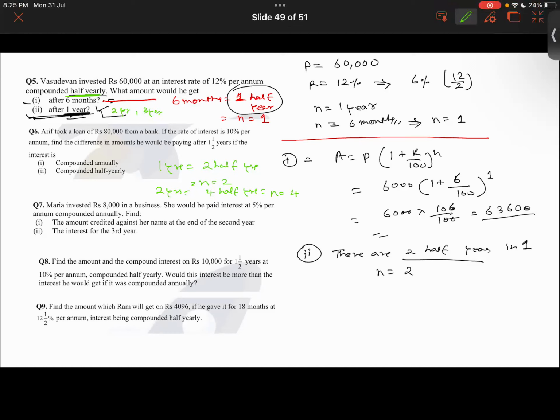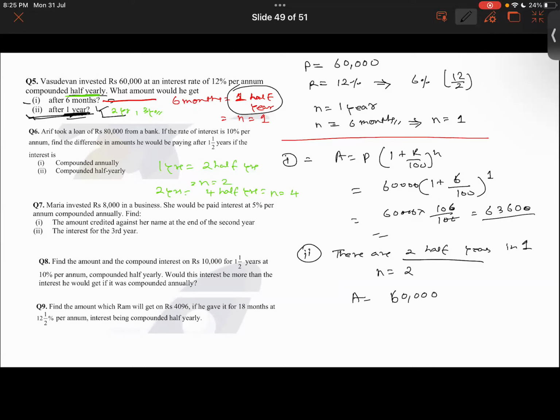Yes. Okay, then we can easily solve it. There are two half years in one year, so N is going to be 2. So amount equals 60,000. Okay, we missed one zero here, so there's going to be one more zero over here. No, it's okay. Now see over here.